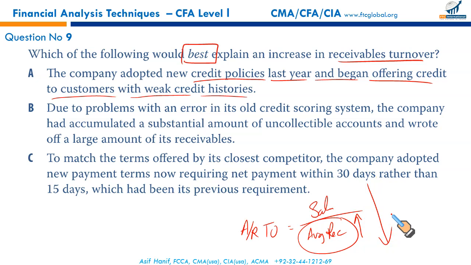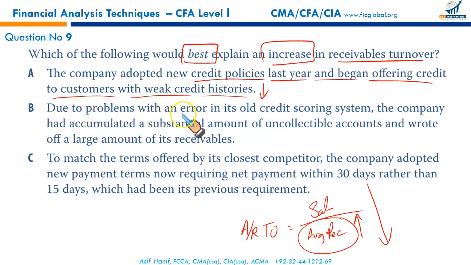What are we looking for? An increase in receivables turnover. So this is not the reason; rather it will result in the turnover falling. We want more frequent payments, but when selling goods to customers with weak credit histories, they will default, they will delay the payments. So this is not right. This will result in lowering of your receivables turnover.